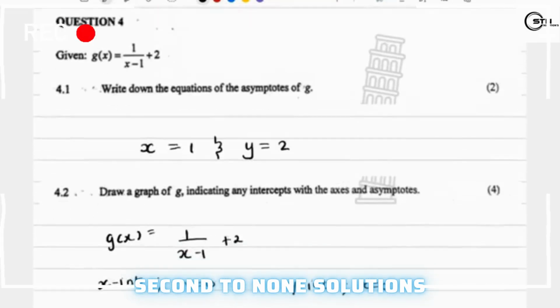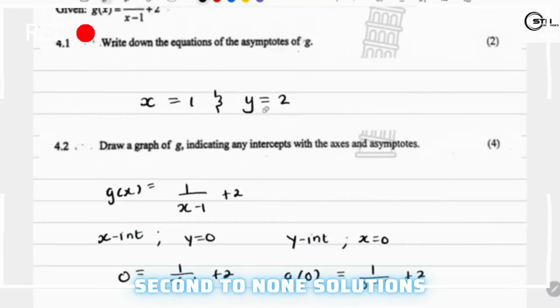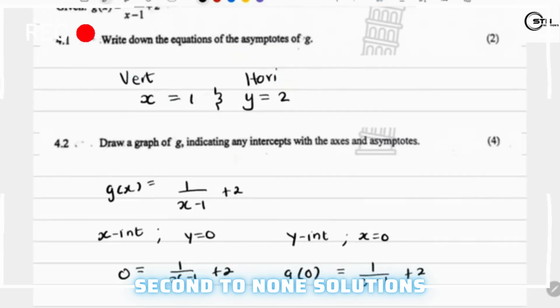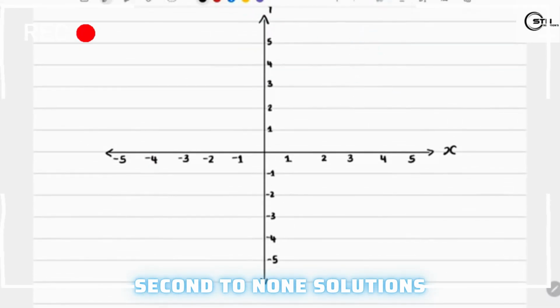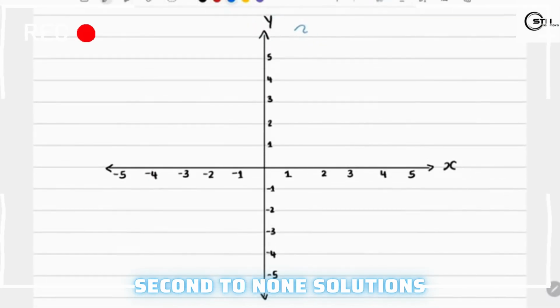So remember that our asymptotes are x is equal to 1 and y is equal to 2. The x is equal to 1 is your vertical asymptote, and this one is your horizontal asymptote. So x is equal to 1, it's a vertical line, meaning it stands up. So it's going to be a vertical dotted line, of course, that will pass 1. So like that, and then just make sure to label it. So it's x is equal to 1.